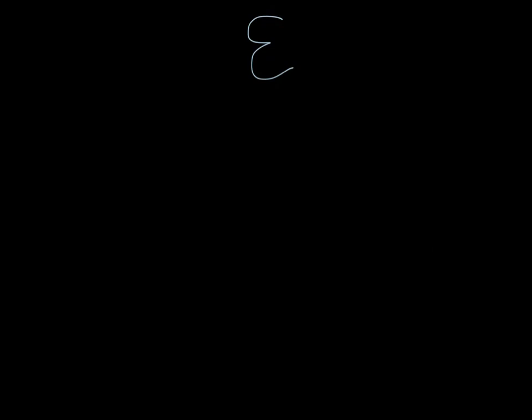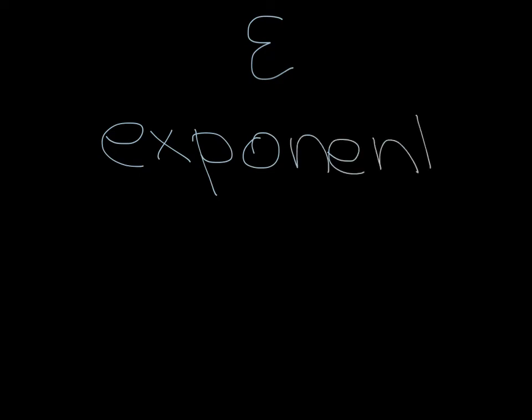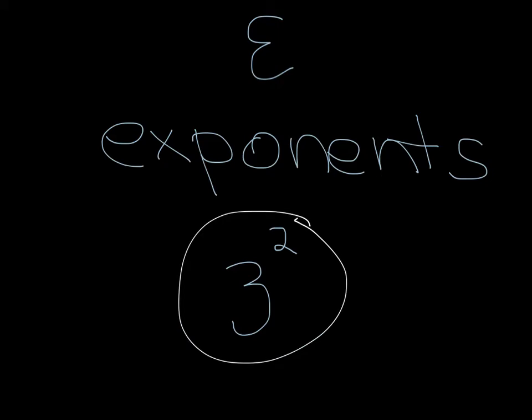The E in PEMDAS stands for exponents. And we've already done exponents this year. So anytime that you see something like 3 to the second power, you want to do these. If there's no parentheses, then you move on to the exponents. So you want to work your way through the PEMDAS and identify what comes first and do those.